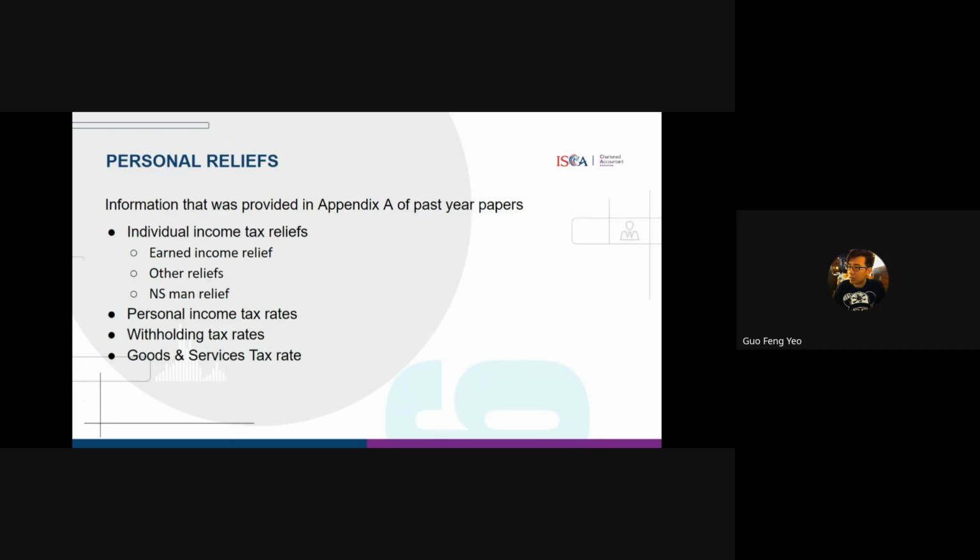A list of the individual income tax reliefs, such as earned income relief, other reliefs, NSmen relief, personal income tax rate, withholding tax rate, goods and services tax rate. So familiarize yourself with Appendix A before the exam as you attempt the questions. This will give you a good gauge on what are the information that you need to memorize before the exam.